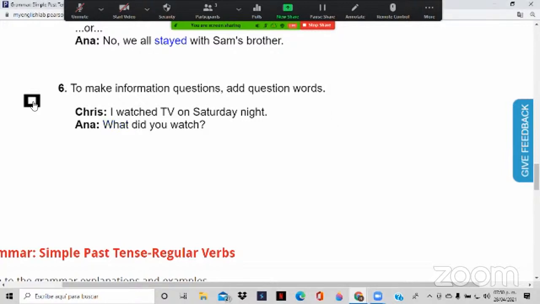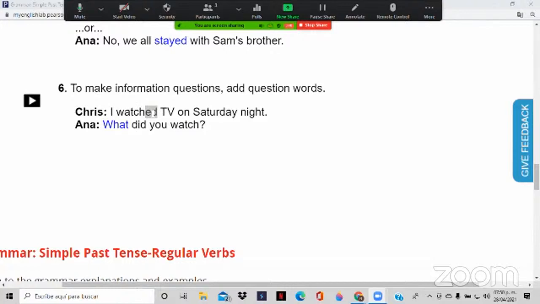To make information questions, add question words. I watched TV on Saturday night. What did you watch? Ok, más música para mis oídos. Me encanta que utilicen este verbo, ok, good. Entonces, aquí sí, tenemos que exagerar.